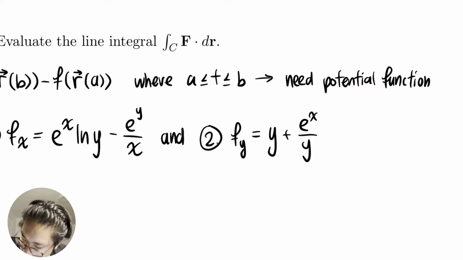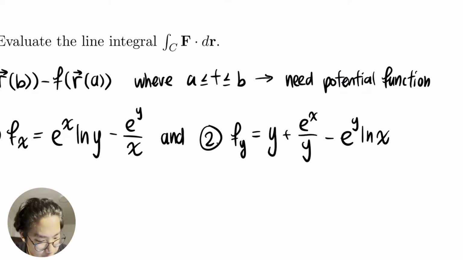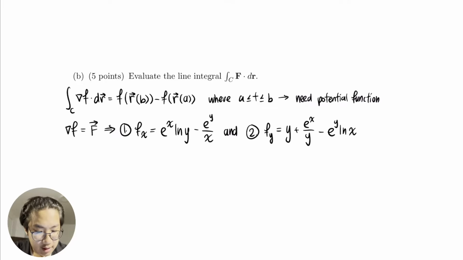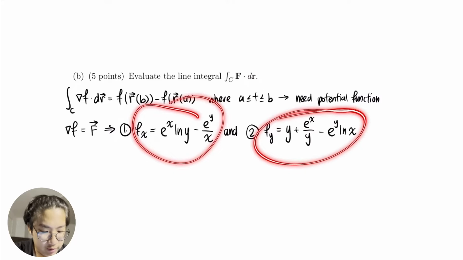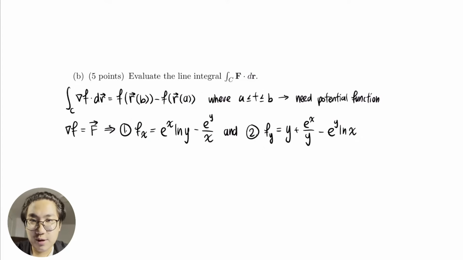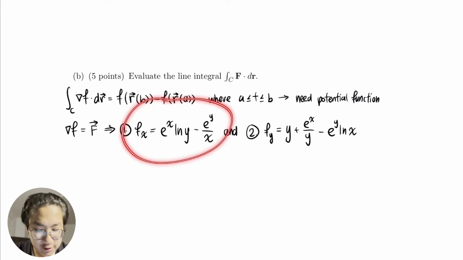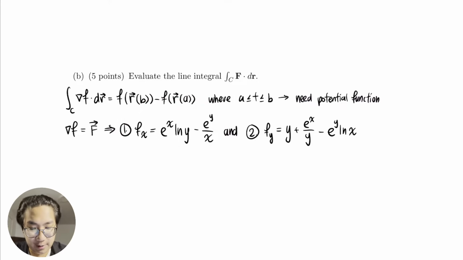e to the x over y, and then minus e to the y ln x on x. Okay, so with this, we have a choice. We can either work with this or we can work with this, so 1 or 2. It doesn't really matter. Usually it's just convenient to go with the first one. Again, it really doesn't matter.